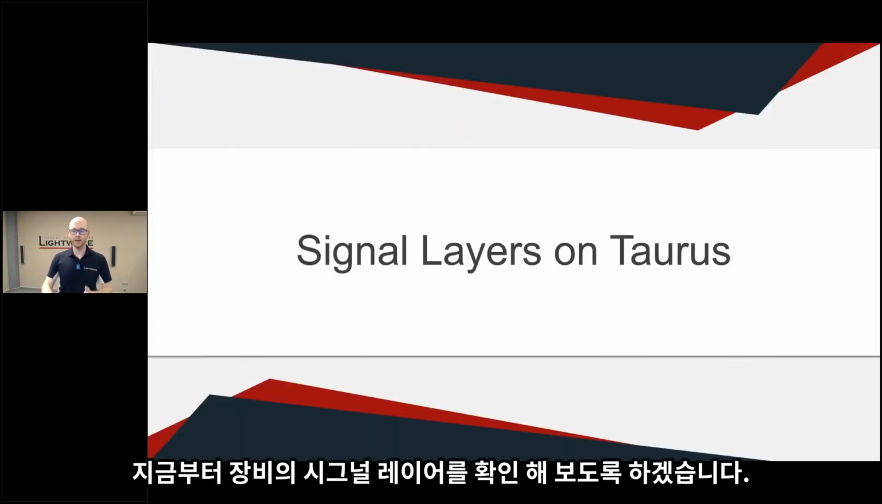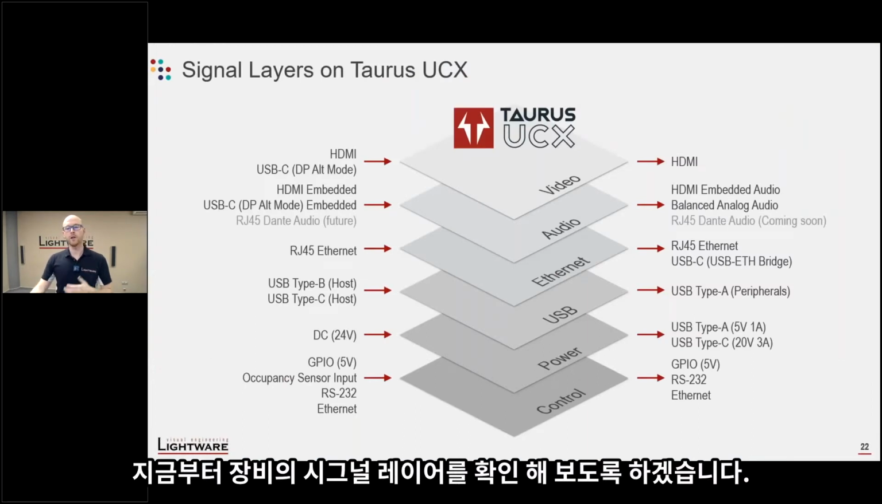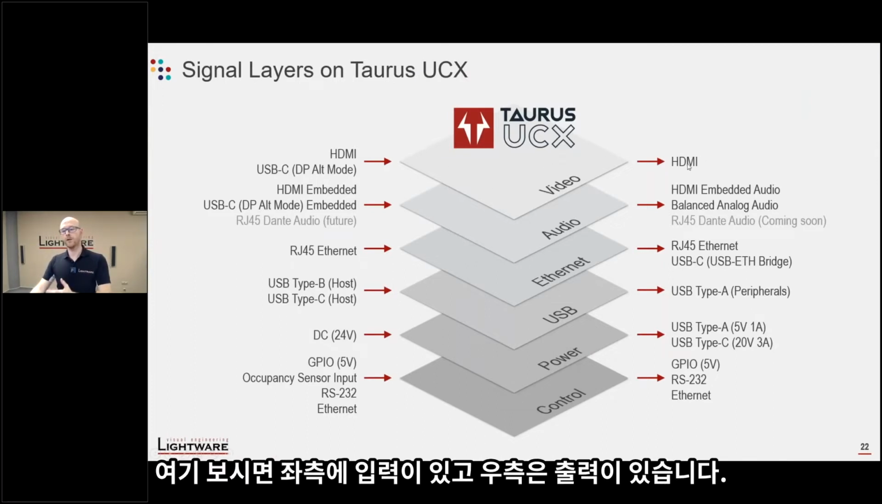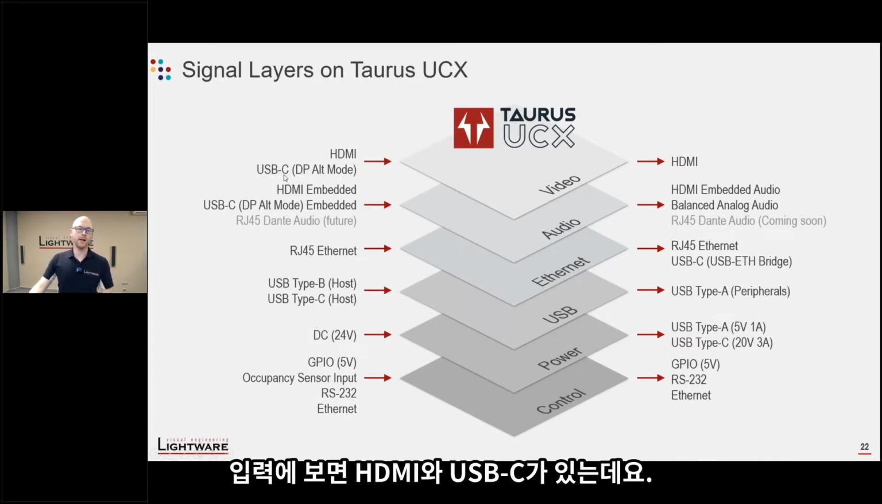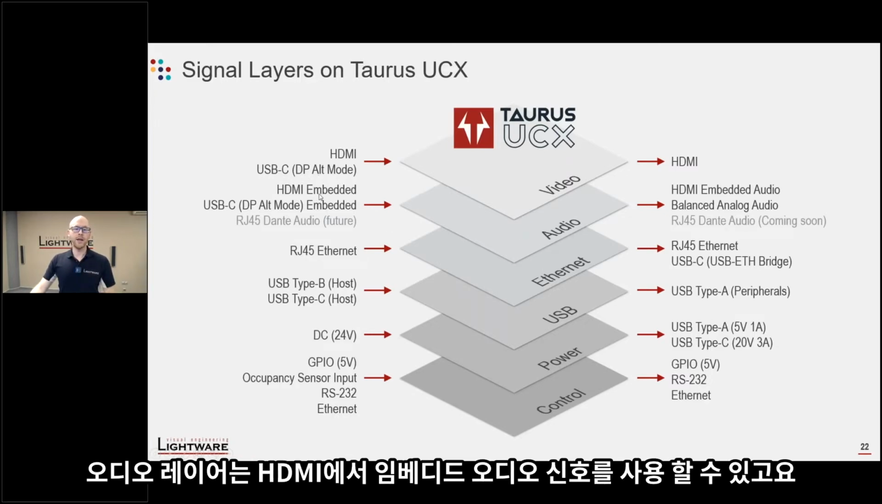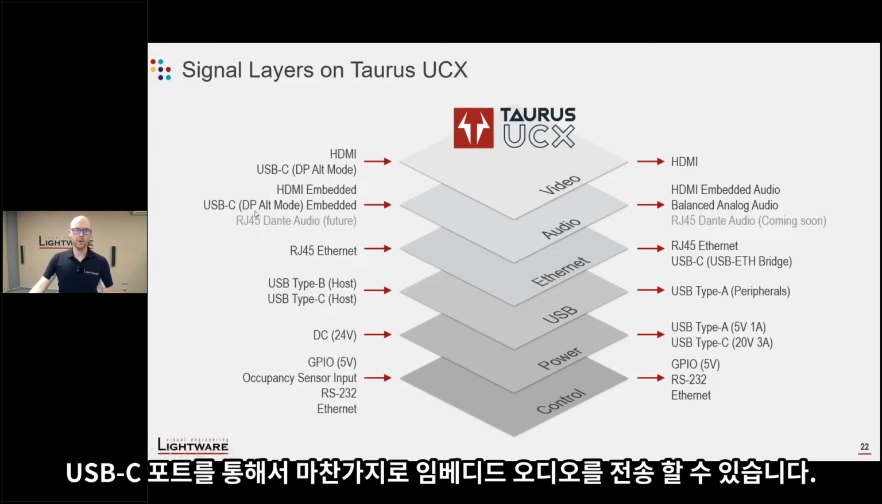And let's see the signal layers as Jason mentioned. So we have video, audio, Ethernet, USB power, and control layers. On the left, we have the inputs to that layer, and on the right, we have the outputs to that layer. So on the input side, we have HDMI and USB-C, which is DisplayPort, which is converted to HDMI inside. On the audio layer, we can use the embedded audio of the HDMI signals, the embedded audio of these DisplayPort signals, which are coming on the USB-C ports.